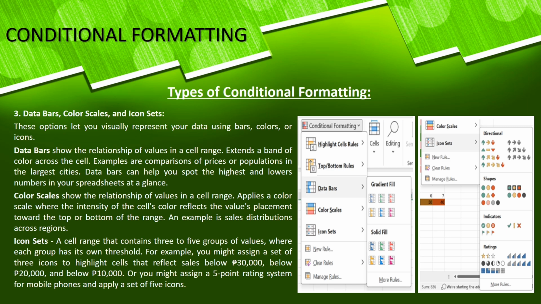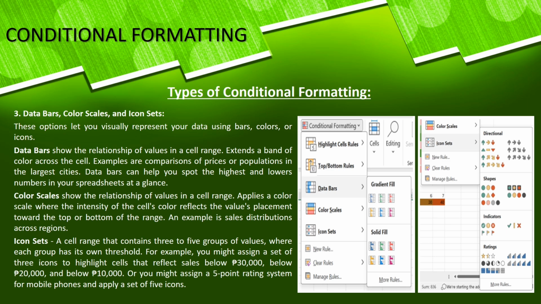Color scales show the relationship of values in a cell range. Applies a color scale where the intensity of the cell's color reflects the value's placement toward the top or bottom of the range. An example is sales distributions across regions.